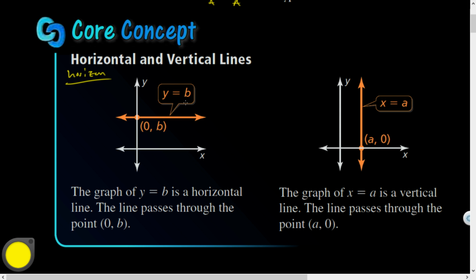Y equals b. And I think that this is super opposite of what I would have expected, because my x-axis is horizontal, and that's got an x. And now we have a horizontal line, and it's y equals some number. So that's kind of the opposite of what I would have thought. I don't know if you guys think like that.